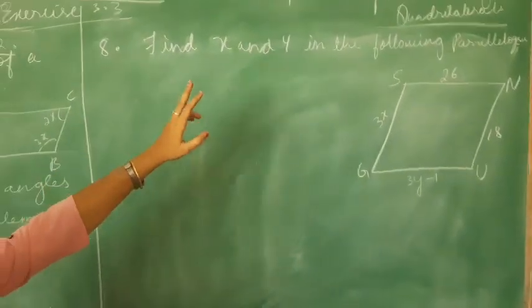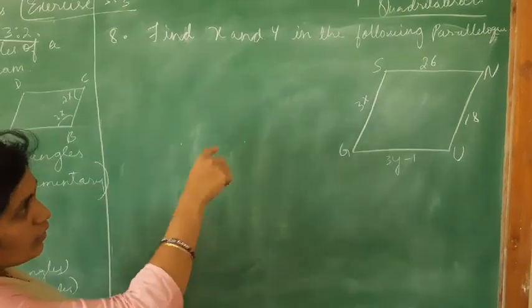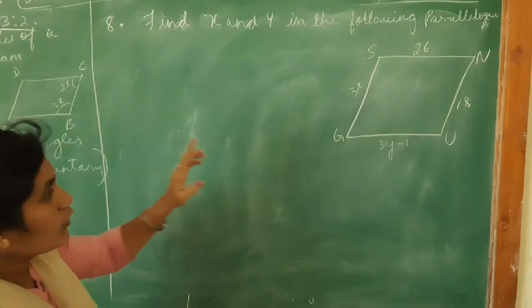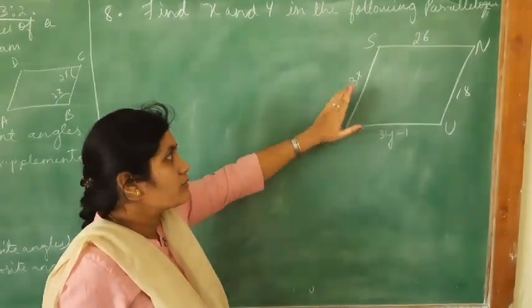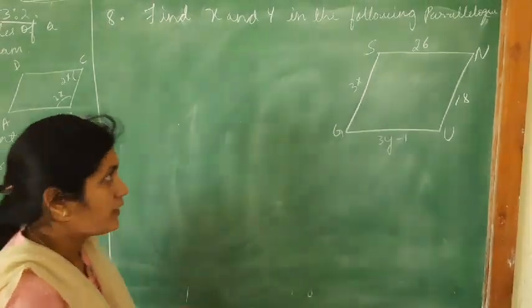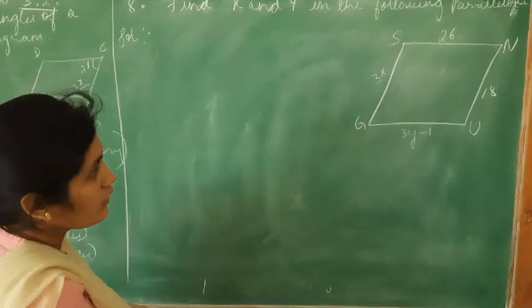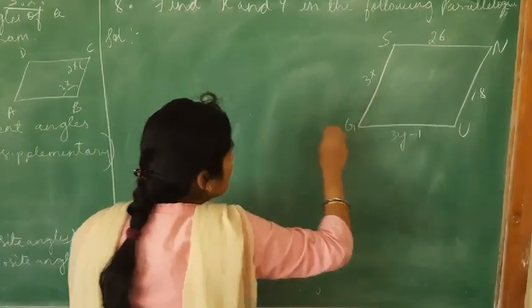Find x and y in the following parallelogram. Here a parallelogram is given where all the side lengths are given. You should find out the value of x and y. Here this side is given in terms of x, this side is given in terms of y. So by seeing the given data, we can calculate x and y. Now opposite sides of the parallelogram are equal.